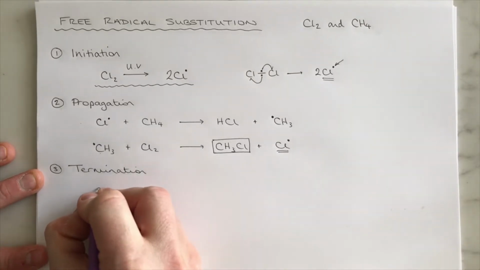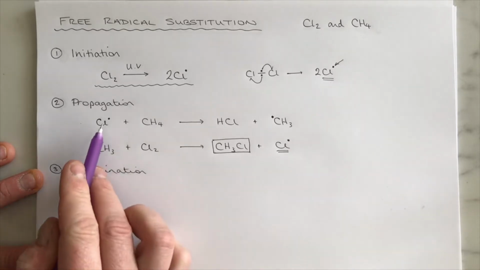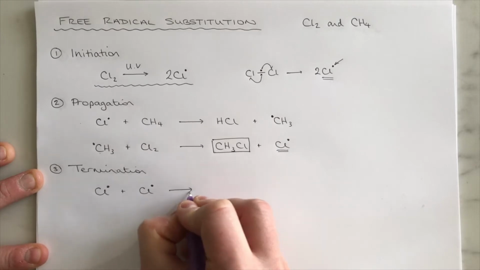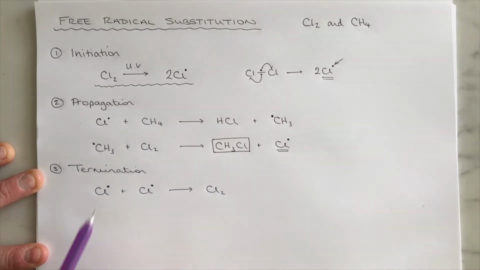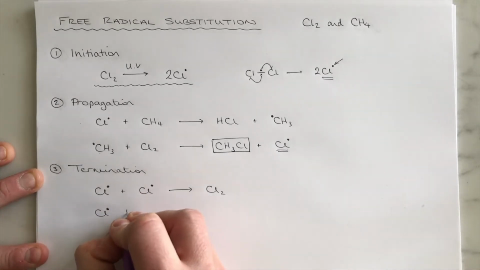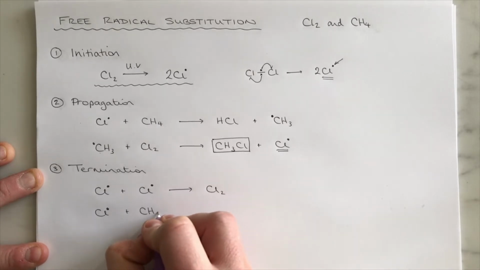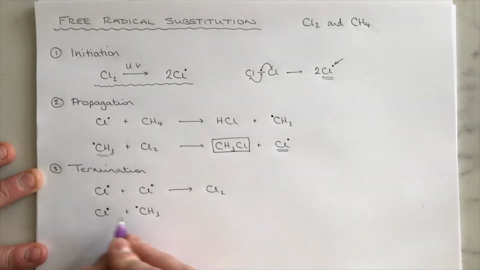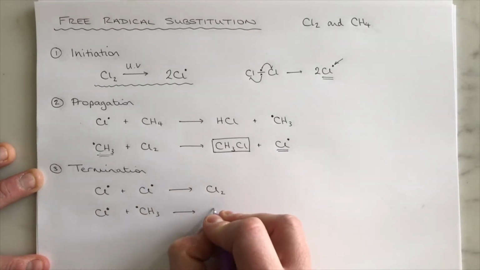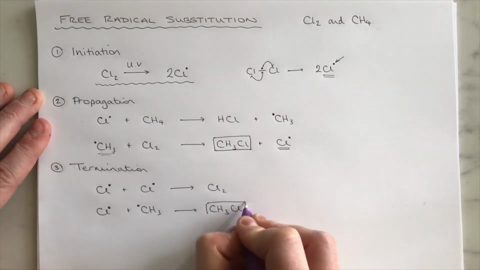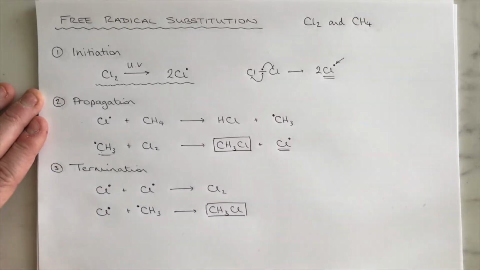So it could be that one of our chlorine radicals collides with another chlorine radical and they just pair back up again to reform Cl2, essentially the reverse of our initiation step. Okay? It could be that a chlorine radical collides with a methyl radical. So one of our methyl radicals from up there, for example, if they pair up together, that's going to make chloromethane. And again, that's a good thing. We want to make chloromethane because that's the aim of this reaction.